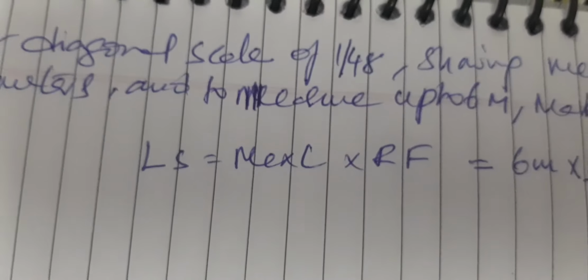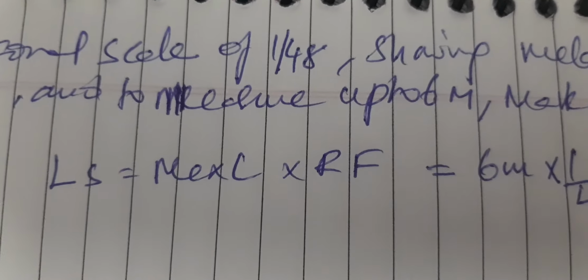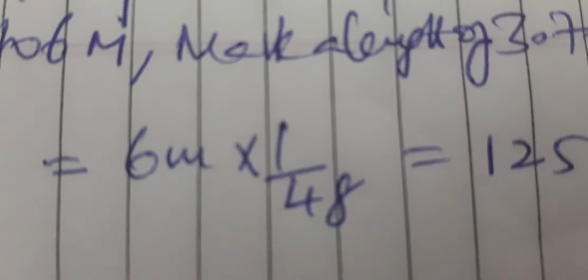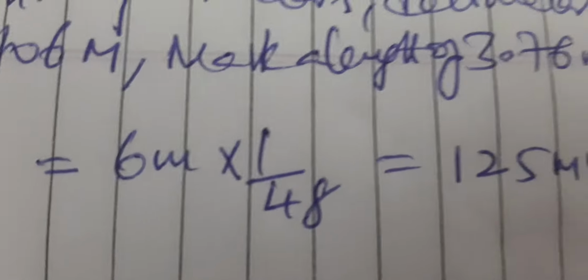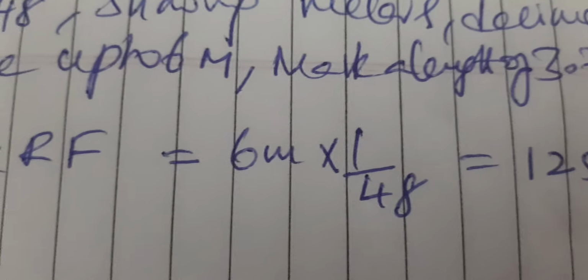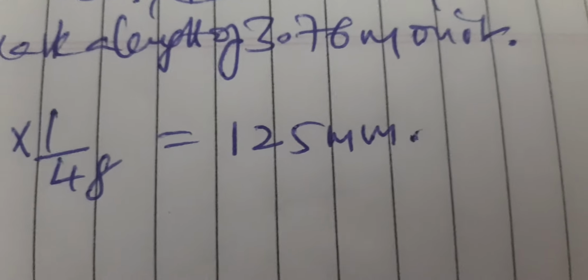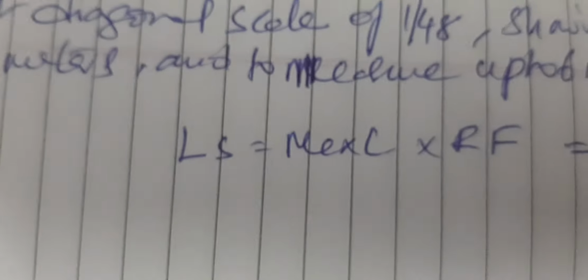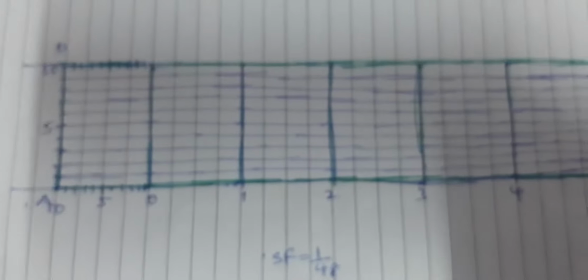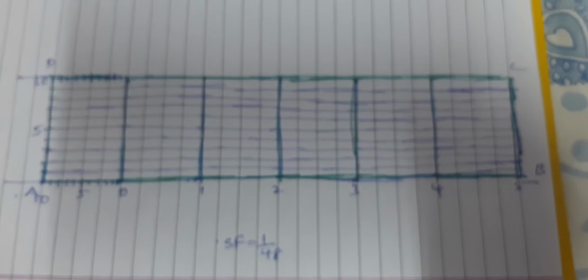First we need to find out the length of the scale. The length of the scale equation is maximum length into RF. As the maximum length is given as 6 meters and RF is given as 1/48, when we substitute these values in the equation, we get 125 mm as the length of the scale. Now, with the dimensions, construct the rectangle like this.